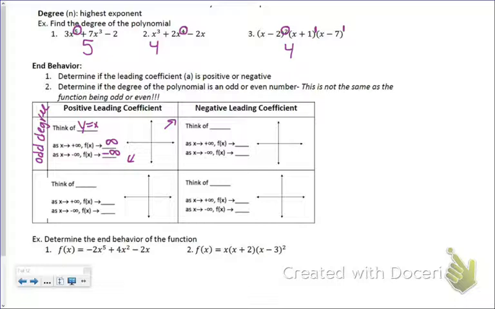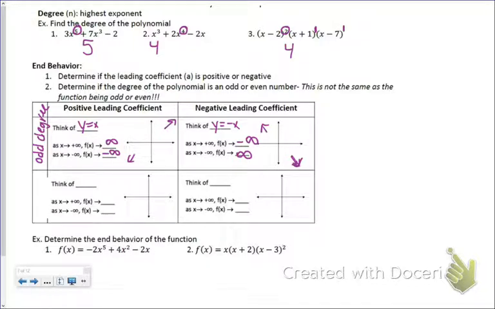Now let's think if this was an odd degree and a negative leading coefficient, that's going to look like y equals negative x, which looks like this. Now what happens in the middle of this graph we'll talk about here in a second, but for now we're just looking at the ends. As x approaches infinity, y is approaching negative infinity. Again, as my x's are getting bigger, my y's are getting smaller and smaller. As x approaches negative infinity, y is approaching positive infinity.